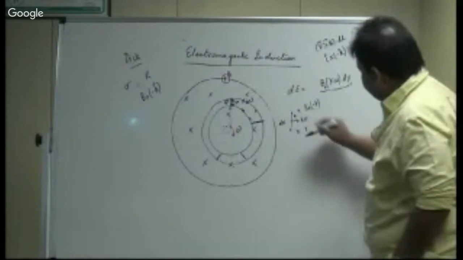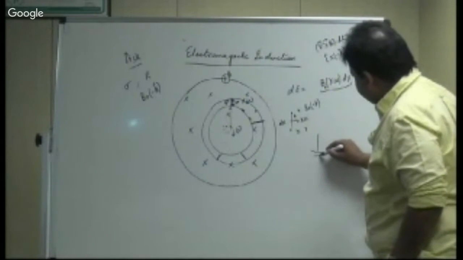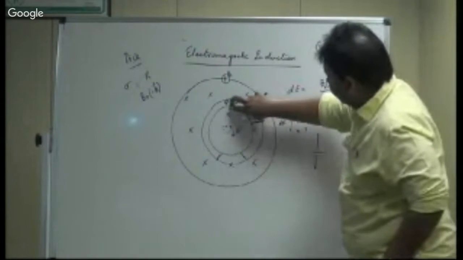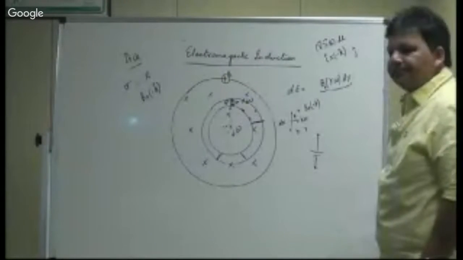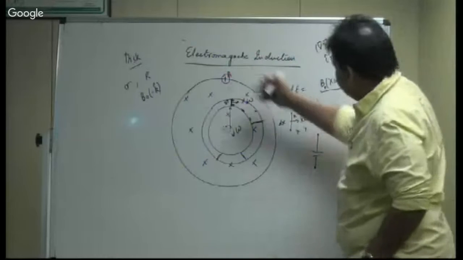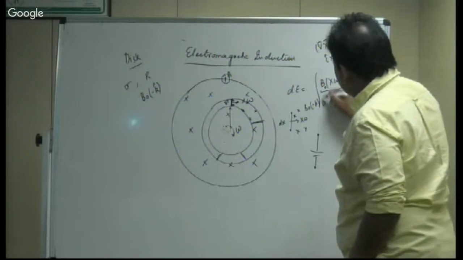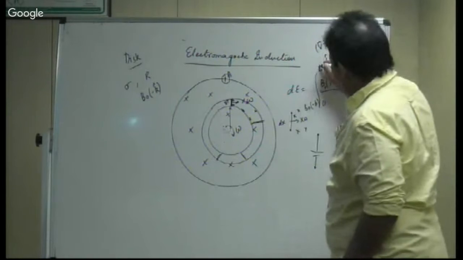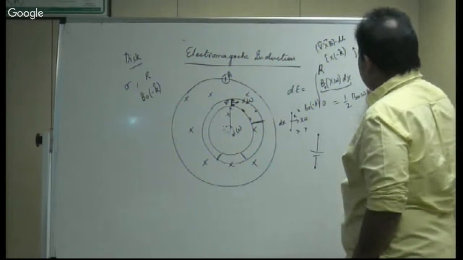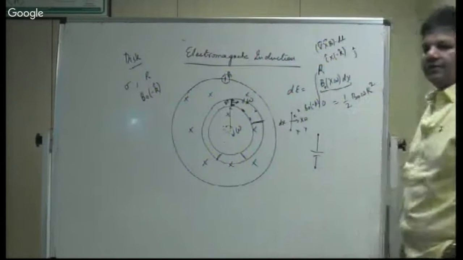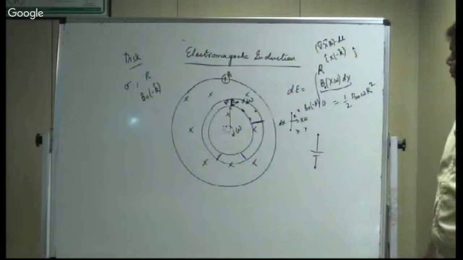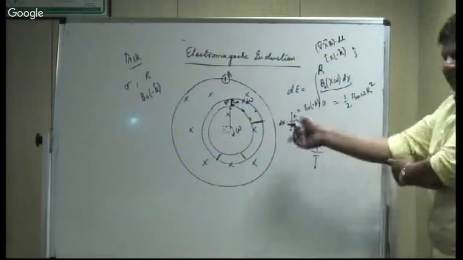So that means this battery can practically be replaced by something like this. This small element, rotating small element, can be replaced by this. मतलब इसका EMF ये है. तो अगर मुझको सबका EMF ऐड करना हो तो I'll integrate this from 0 to R. चलो R ले लेते हैं. तो कितना आ गया? हाफ B नॉट ओमेगा R square. I get my point.